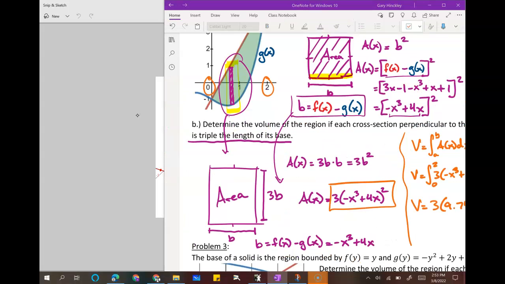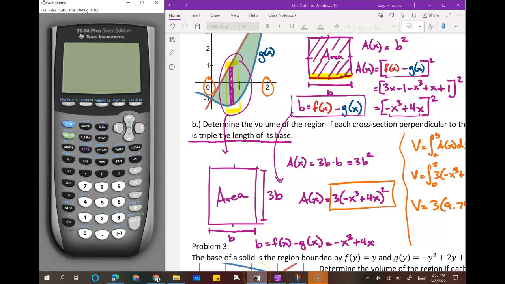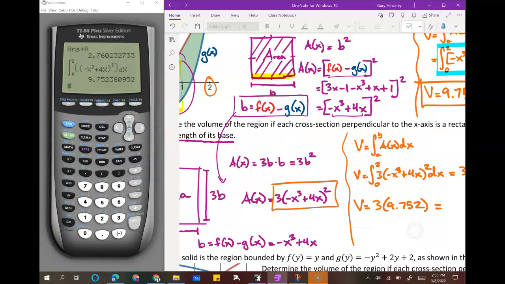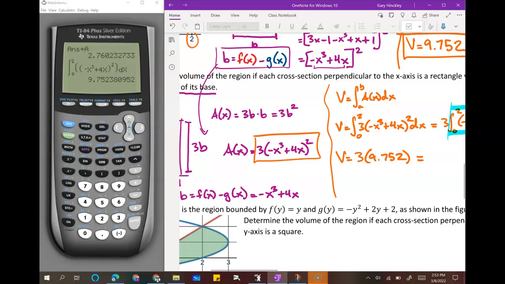So if I go over to my calculator then, and I eventually turn it on, there we go. So I have the 9.752, and I can just go ahead and take that answer and multiply it by 3. Already did the work there, so why do it again. All right, so that's 29.257. There we go.